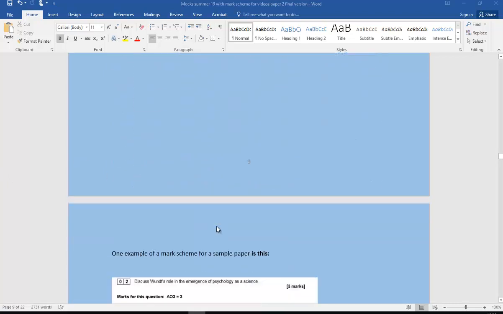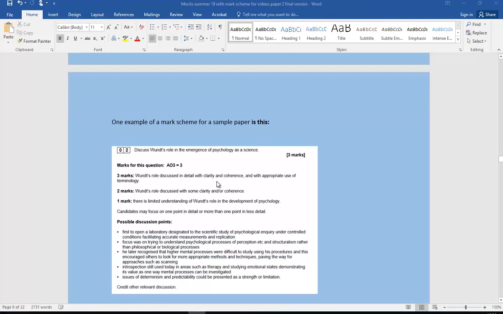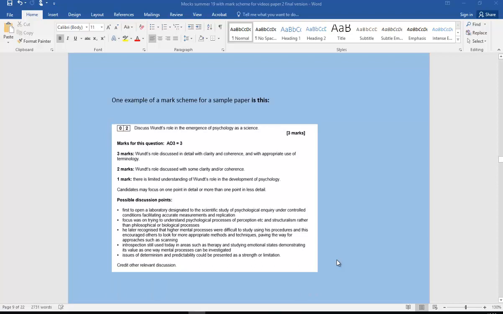So that covers most of the material that you need. For this particular question, it certainly covers enough for this 3 marker. This was discuss Wundt's role in the emergence of psychology as a science. This is what was on the mark scheme for that. I will add to that when we get the mark scheme for the summer 19 paper. If there's anything different, I will add it on.